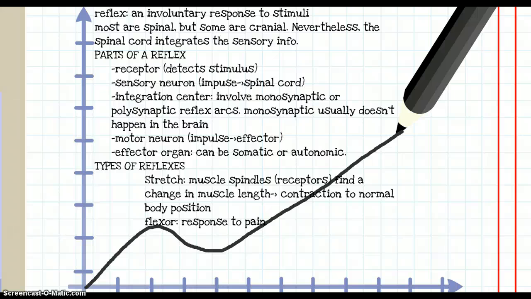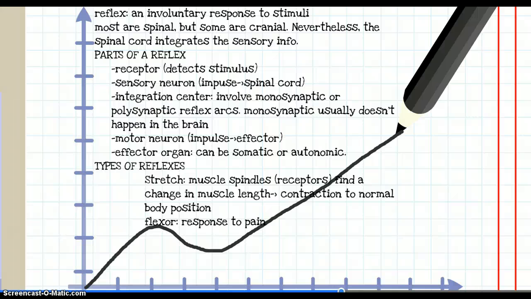It can involve monosynaptic or polysynaptic reflex arcs. Monosynaptic means that it contains just one interneuron, but polysynaptic means it contains many interneurons. Just a little note, monosynaptic reflex arcs don't usually happen in the brain. Then after that, there's the motor neuron, the impulse effector. These, once again, can be called afferent or efferent. Then there's the effector organ, which can be somatic or autonomic, and it's the organ that the reflex affects.